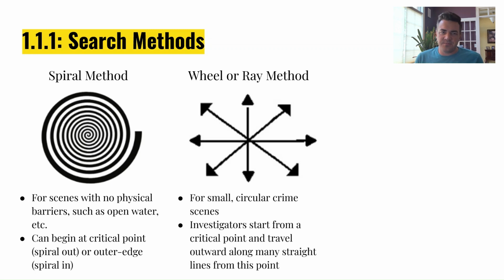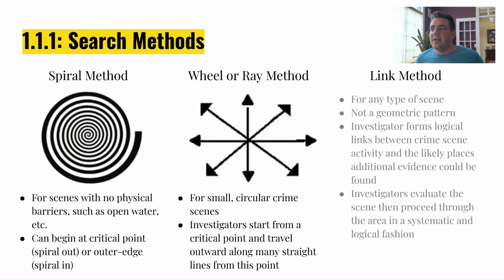The wheel or ray method is used for smaller circular crime scenes. So especially if there's something where it's really confined to a single area, it's pretty small, then you can go for the wheel or ray. This is where you're going to start at a critical point and work your way out. So for example, maybe if there is a body or if there's an important piece of evidence like a gun or a knife or something like that, you could start at that point, right? And then work your way out. You start there, work your way out in one direction, searching, come back to the critical point, slightly different direction, search in that direction, come back to the critical point, slightly different direction, search in that direction, and so forth.